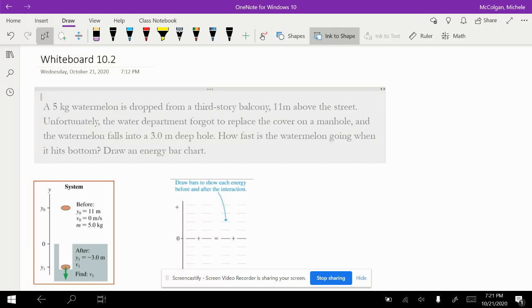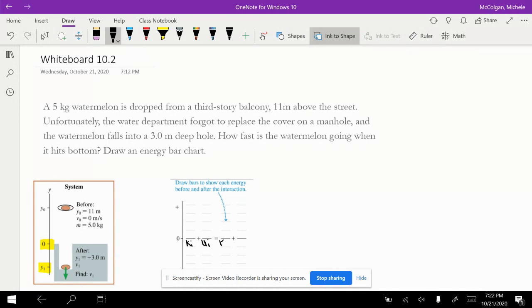Okay, so we have our system here. We've got our watermelon here, and it starts at y0 and it ends at y1. Notice that y1 is below 0, so here's my 0, and my y is at -3, so this is a negative number. And I'm going to draw my energy bar charts. I'm going to say that this is kinetic energy here. This is UI, and then K final and U final.